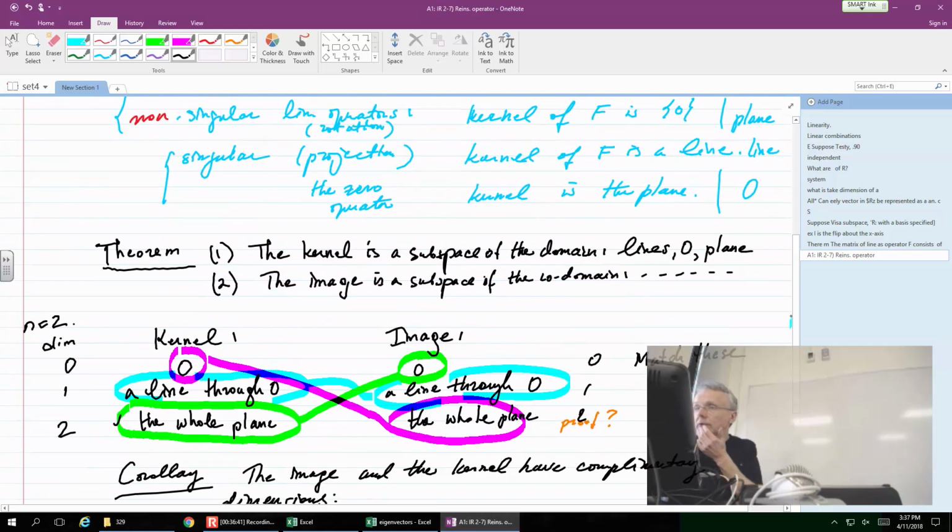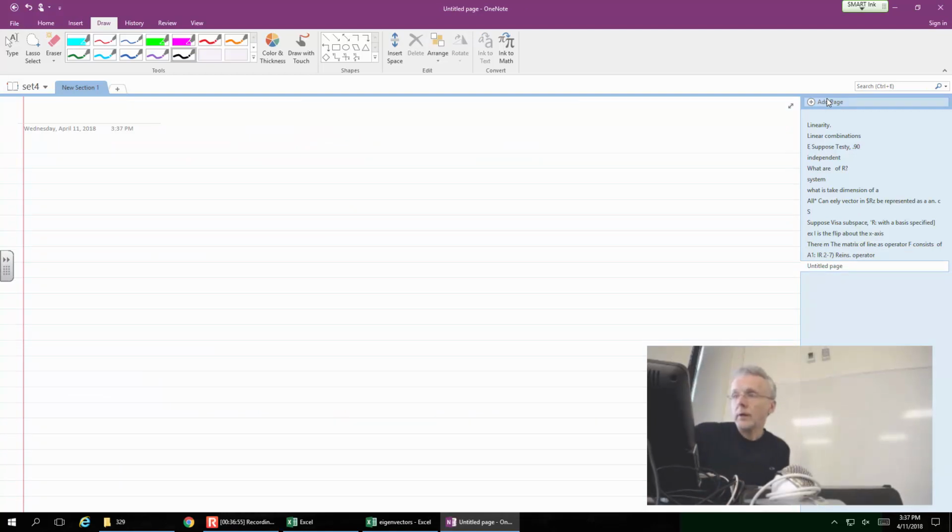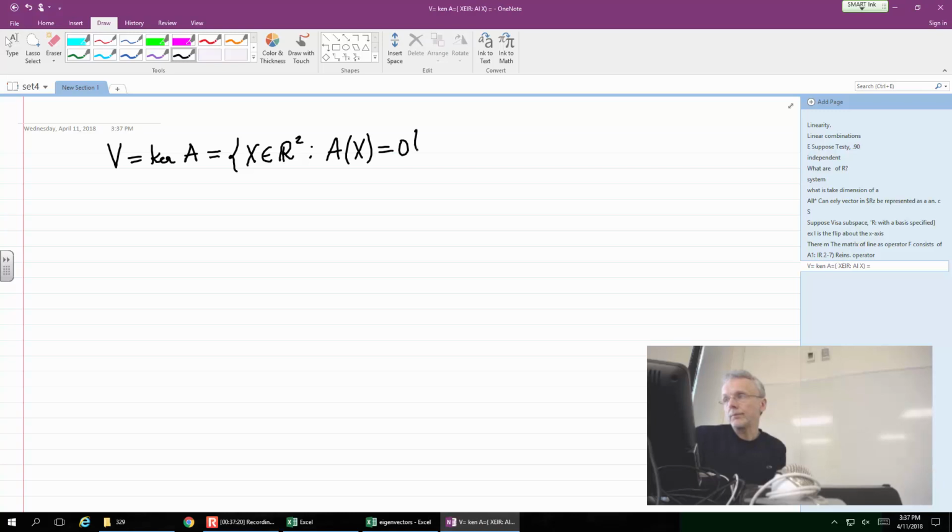That was something. So we have some facts here, and one is why the kernel and the image are subspaces. Okay, so let's prove this theorem. It's not too challenging. So suppose V is the kernel of A. It means it's all of those x's in R2 of which A of x is equal to 0.